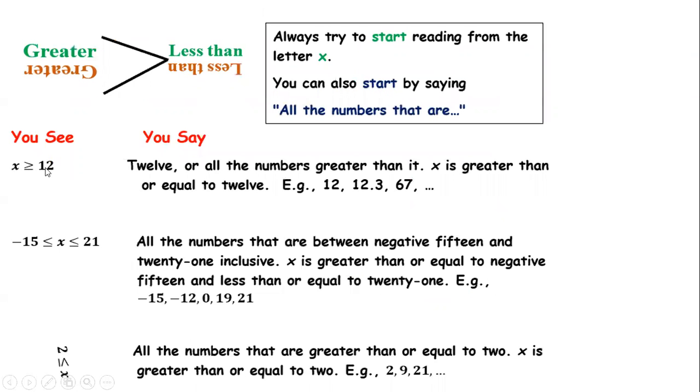X is greater than or equal to 12. All the numbers that are greater than or equal to 12. X is greater than 2. X is greater than or equal to 2. All the numbers that are greater than or equal to 2. So it all depends on where the X is located.